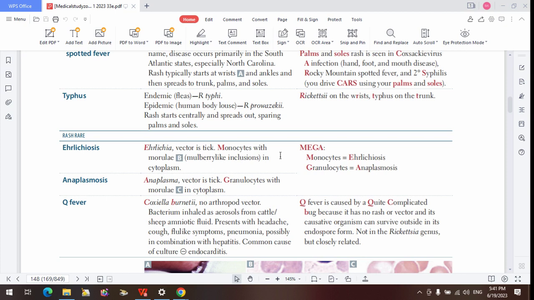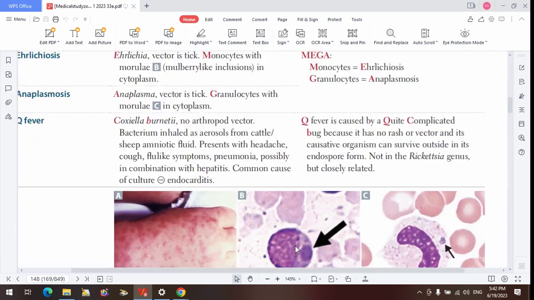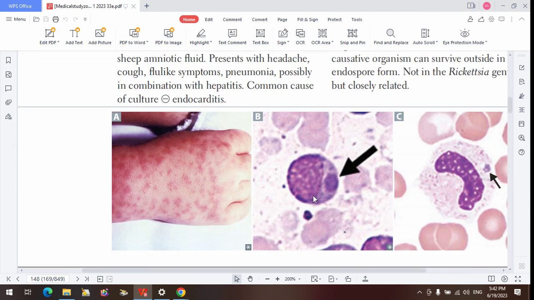The monocyte within morule, so morula within monocyte rather. Morula within the monocyte. So we call them mulberry-like inclusions. Those morulae look like mulberry-like inclusions within the cytoplasm of the monocyte. So this is what they look like. Can you guys see this?